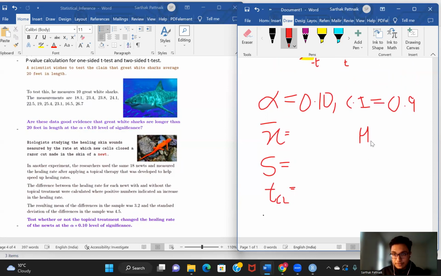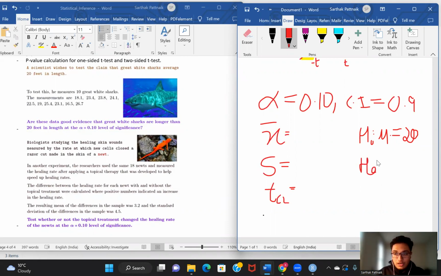So in this case, my null hypothesis will be that my unknown population parameter mu is equal to 20. Since it is given that the scientist wishes to test the claim, this is the claim that he wants to test, that the great white sharks average 20 feet in length. So we will take that claim as our null hypothesis.